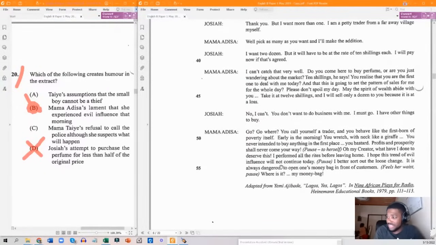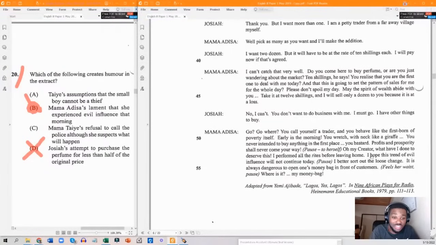Oh my creator, what have I done to deserve this? I performed all the rites before leaving home. So we see here that Mama Adisa, I'm not sure what rites these are, but apparently she did some things so to prevent evil from coming upon her, to prevent herself from being robbed and scammed. And she says, I hope this trend of evil influence will not continue today.